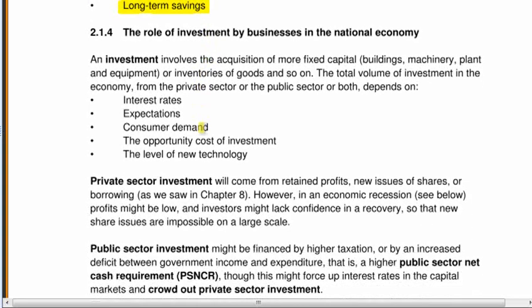So as households, we either consume our income or we save it. What about businesses? Well, businesses will do an awful lot of investment. And what we mean by investment is a whole host of things. Businesses buy a lot of fixed capital, so buildings, machinery, plant and equipment. Okay, they also buy stock. And in economics, that is also a form of investment.